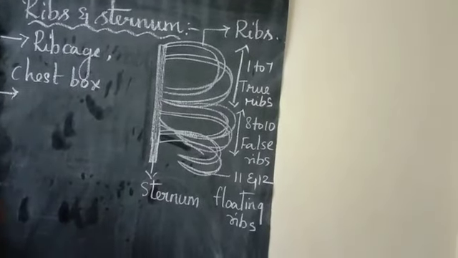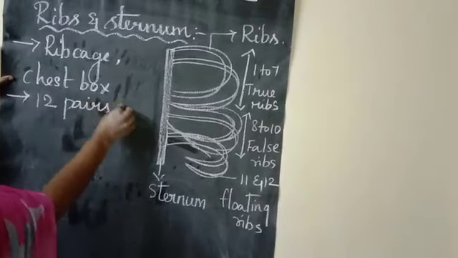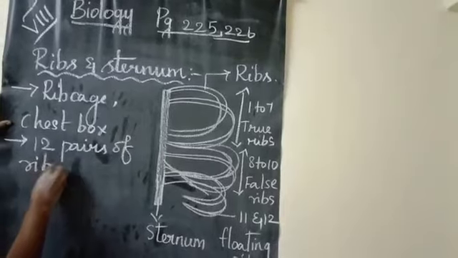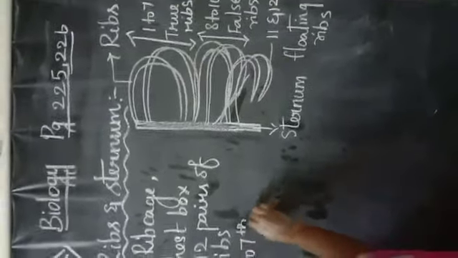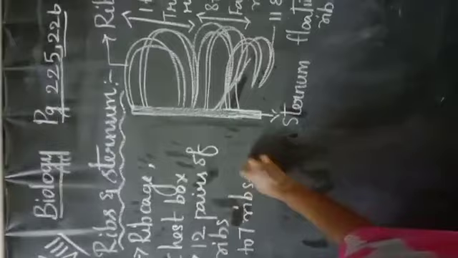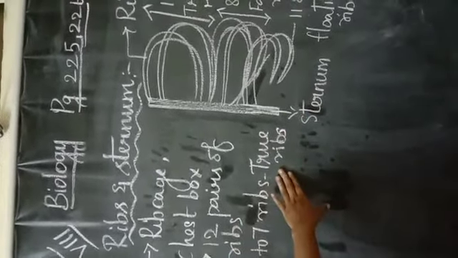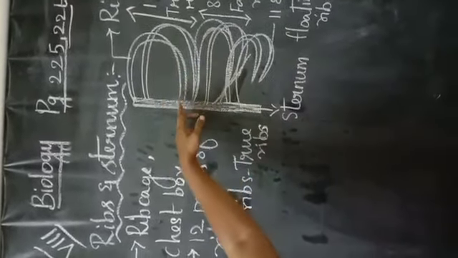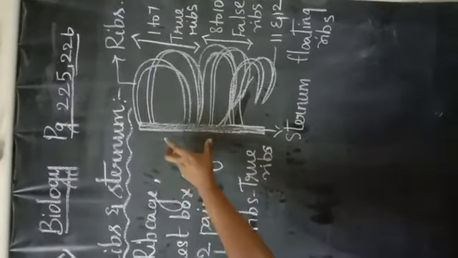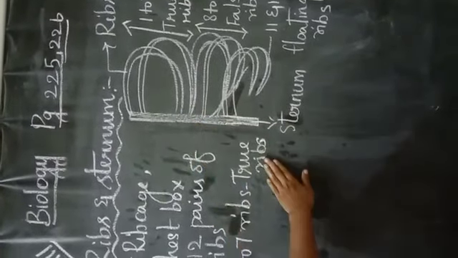And next, if you see, how many pairs of ribs we have? We have 12 pairs of ribs in our body. Okay, in this 12, the first to seventh ribs are called true ribs. Why are they called true ribs? This is the sternum, this is the ribs. These ribs are directly attached to the sternum. So 1 to 7 ribs are continuously attached to the sternum. So only it is called true ribs.